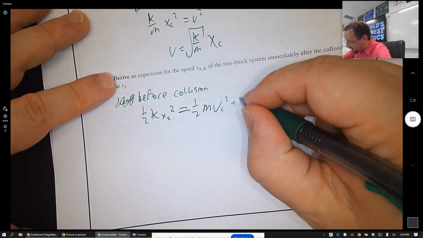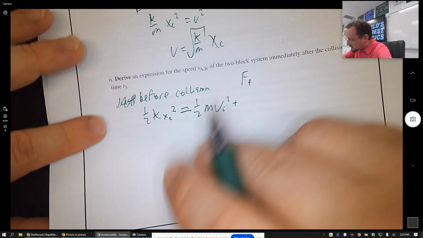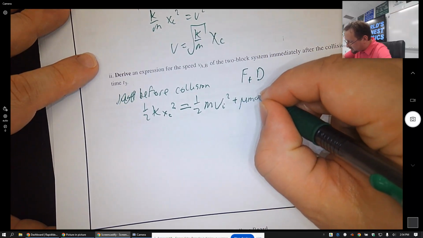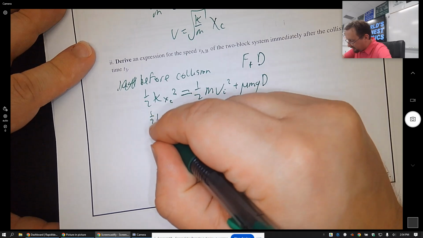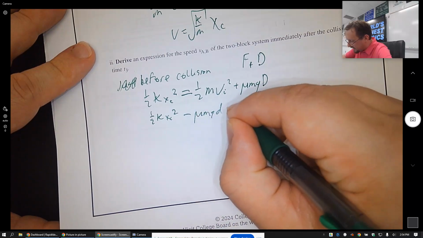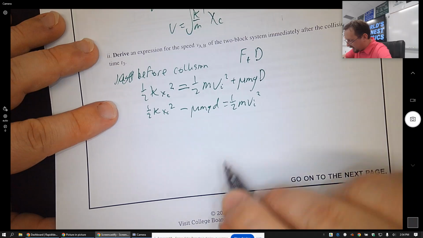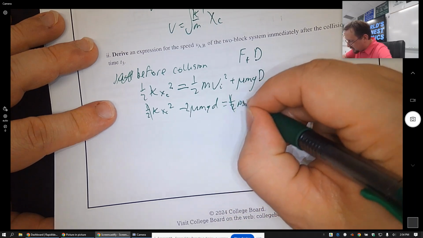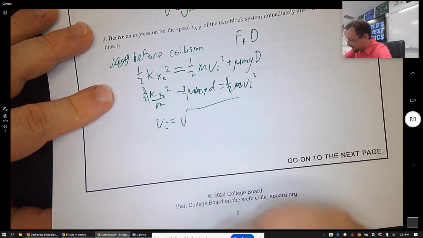Okay, and then plus some energy dissipated. So this energy dissipated is going to be the friction force times the distance, capital D. Okay, the friction force is mu times the normal force, mu mg, times D. So now I'm going to solve this. 1/2 kx squared minus mu mgd is equal to 1/2 mv squared initial before the collision. Okay, so now we're going to multiply everybody by 2, divide everybody by m, and the v just before the collision, this sucks.